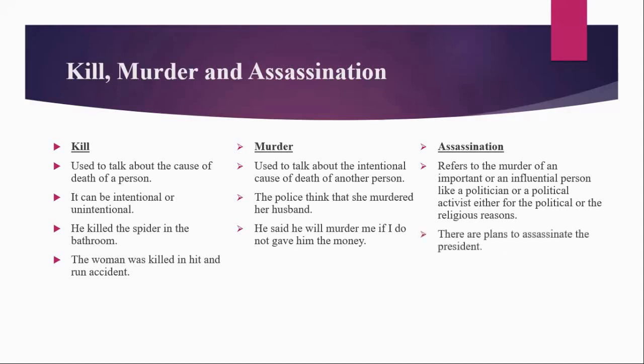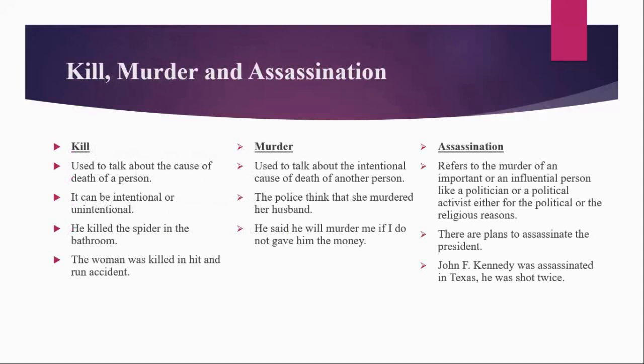For instance, there are plans to assassinate the president. Now, you don't say there are plans to murder the president, because the president is a big, influential figure. So when a murder is planned against an influential figure, we use the word assassination. For instance, John F. Kennedy was assassinated in Texas. He was the president of America, and because he's an influential figure, we use the word assassinated. He was assassinated in Texas after he was shot twice. Are you getting my point?